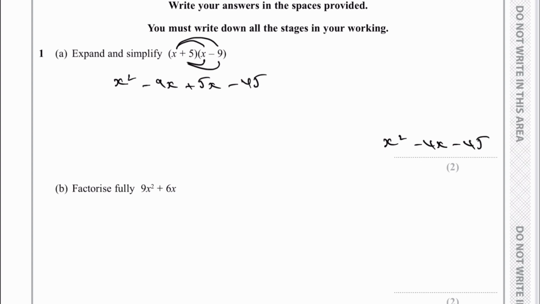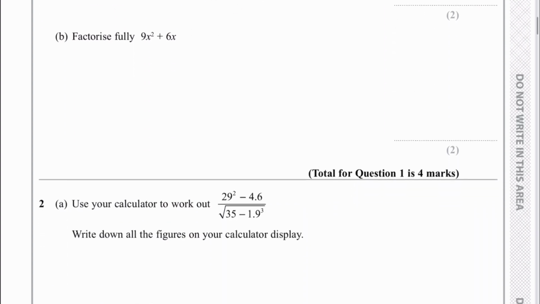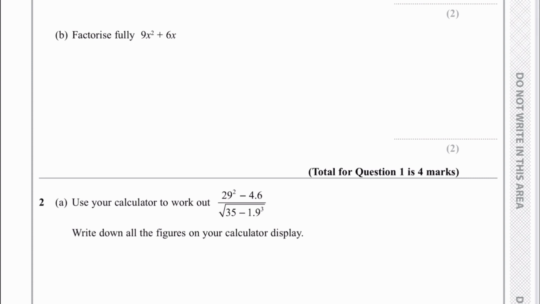You might well use a grid method of some sort. That's perfectly fine as well. Okay, so part B of this is factorize, and the important thing here is the word fully. What we're looking at is a number which is the highest common factor of 9 and 6, which is going to be 3, and also I've got x squared and x, so actually I can draw an x out of there as well, and that means in the brackets I'm going to get 3x minus 2, and that would be the answer to part B of question number 1.